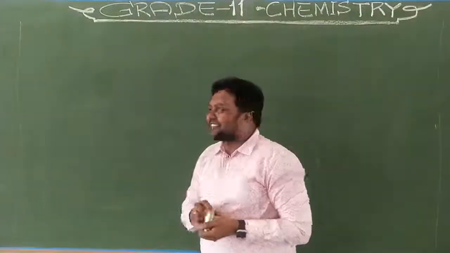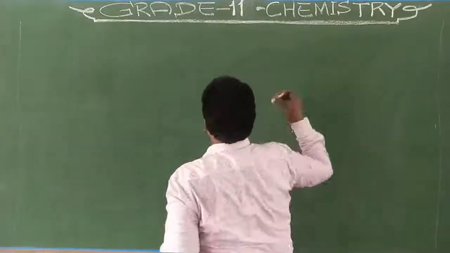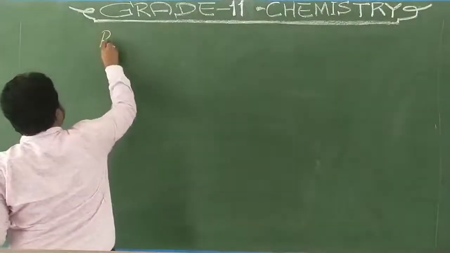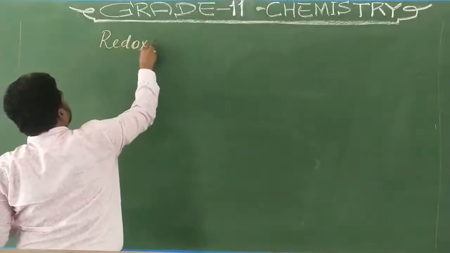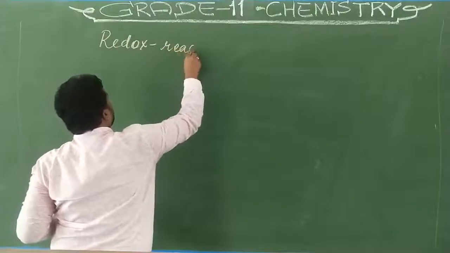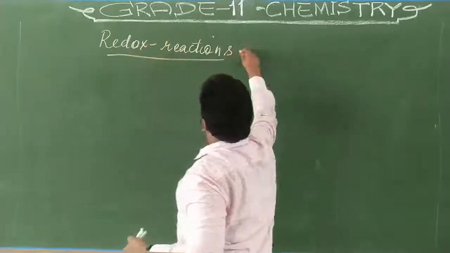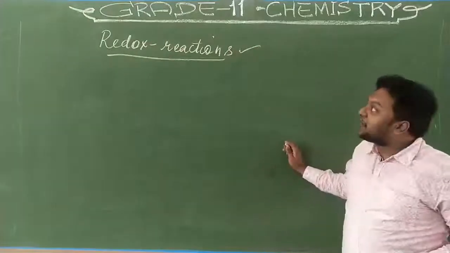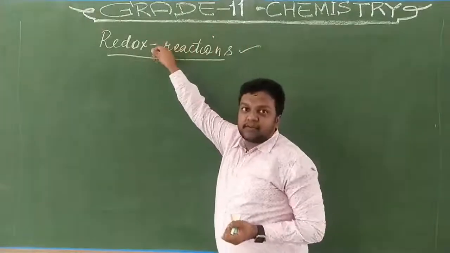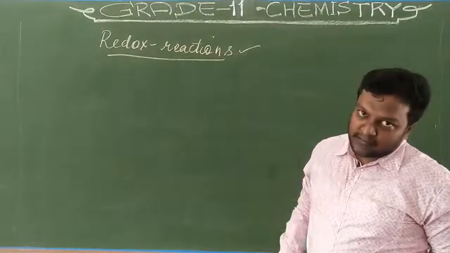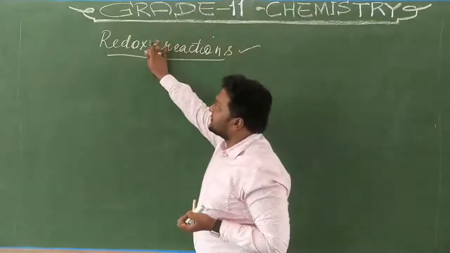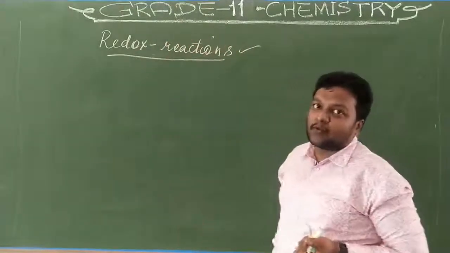Children, we'll start with redox reactions. Same lesson. So you have to complete redox reactions, isn't it? I told you this chapter is a very important chapter. Why? Because we have this chapter in 12th standard in electrochemistry. We have to study redox reactions in electrochemistry when you come to 12th standard.